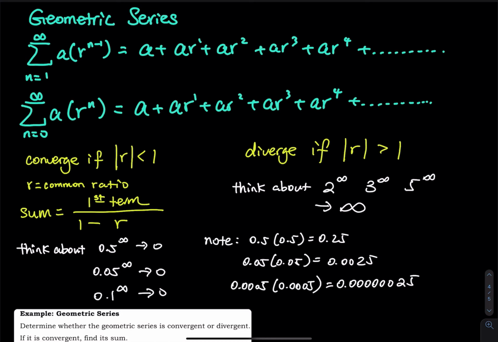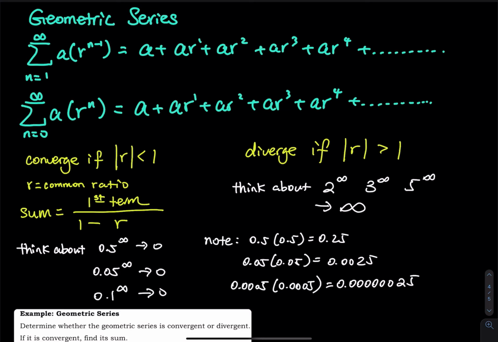So when the absolute value of r is greater than 1, that means r must be greater than 1, right? So how about 2? When r is equal to 2, 2 is greater than 1. So you are using 2 raised to a very huge power. How come the exponent is infinity? So look at the geometric series. Where is the n? The n is in the exponent. Exponent can go up to where? Exponent can go up to infinity.